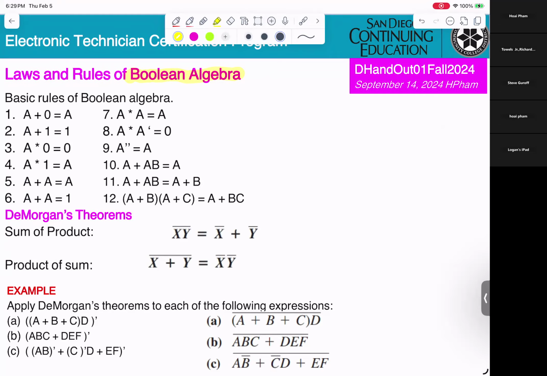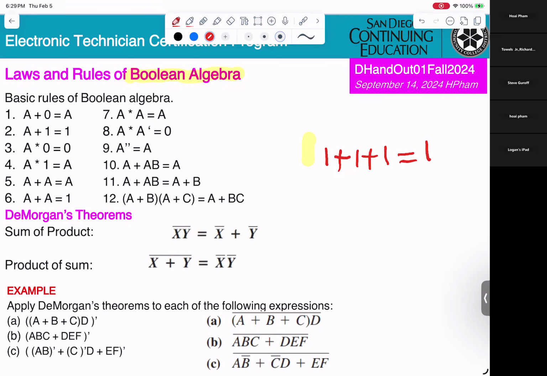Basic Boolean: A plus 0 equals A. A plus 1 equals 1. That will be telling you one thing. If you get 1 adding to 1, adding to 1, you get what? That's what we're talking about: logic, not math.